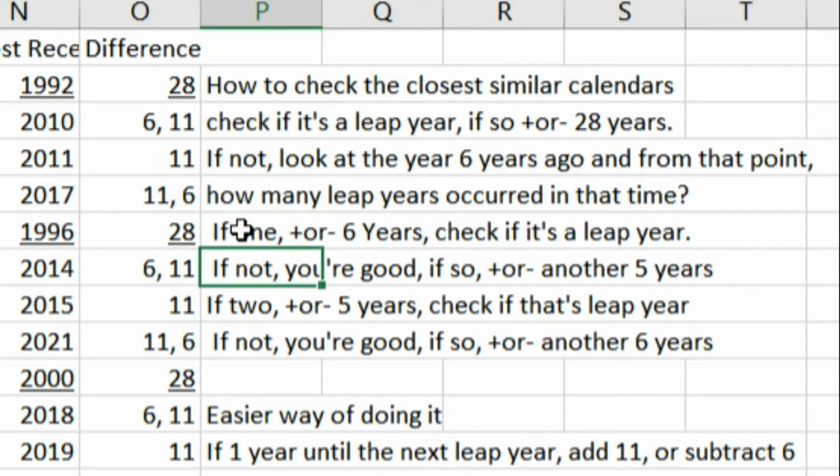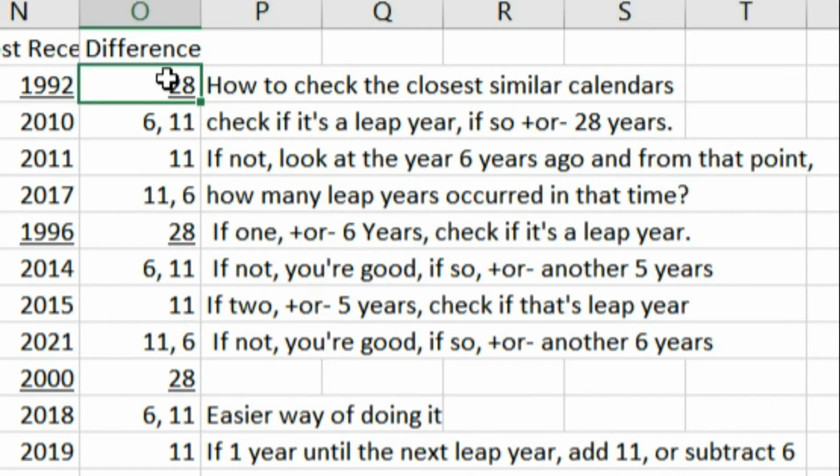If there are two leap years within that 6 year period, then you'll just need to add or subtract 5 years. Check if that's a leap year. If not, once again, you're good. But if so, you'll need to add or subtract 6 years. So, what I found out is that actually happens all the time. If you have two leap years within a 6 year period, you will always need to add or subtract 11 years. So, just keep that in mind, right?